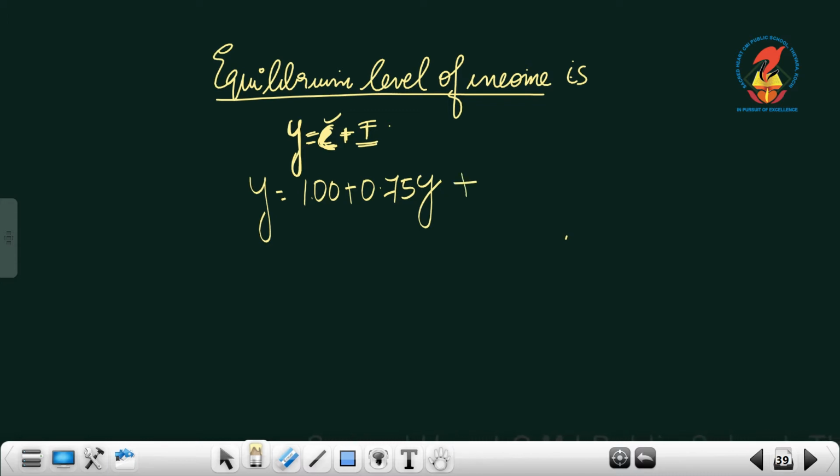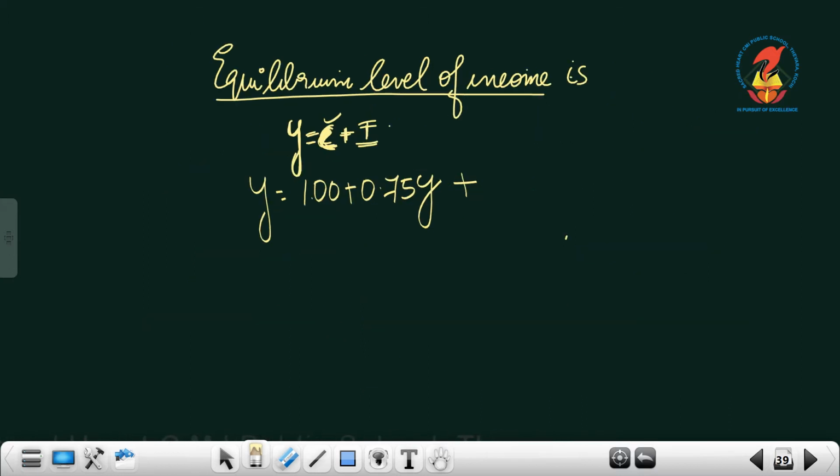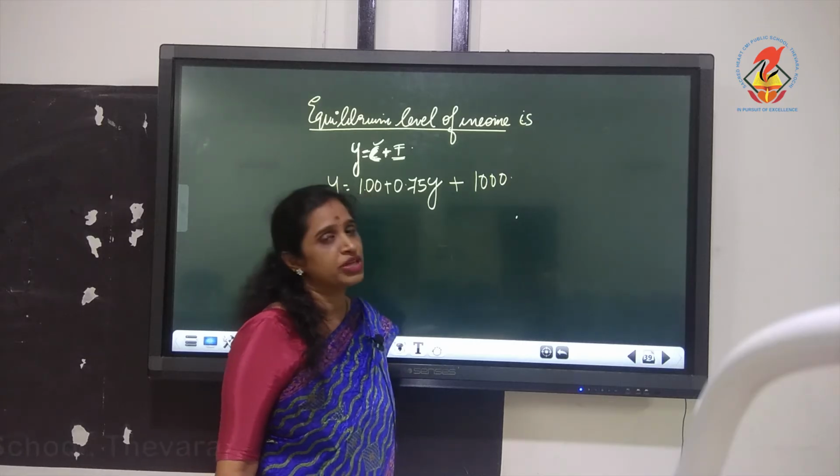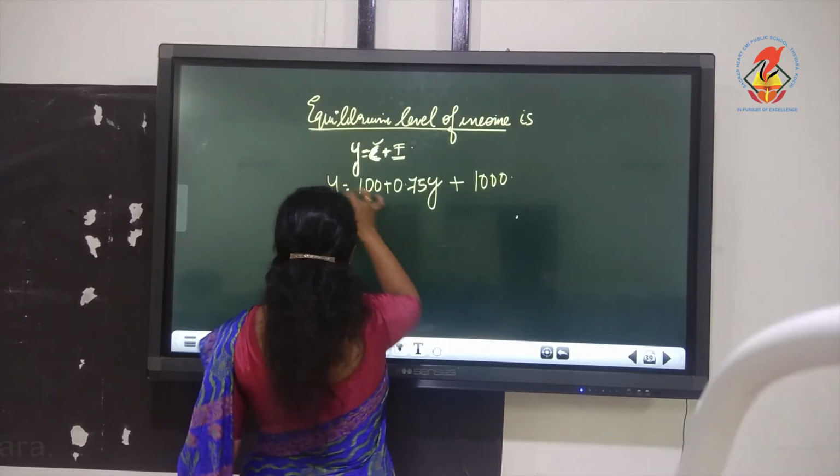Plus we have one more component, that is I. What is the value of I? The value of I, investment expenditure, is given as 1000 crores. So we have to write it as 1000. Okay, now the equation is Y is equal to 100 plus 0.75 Y plus 1000. So from this we have to find out Y.